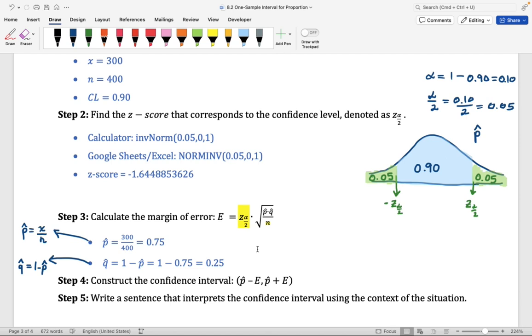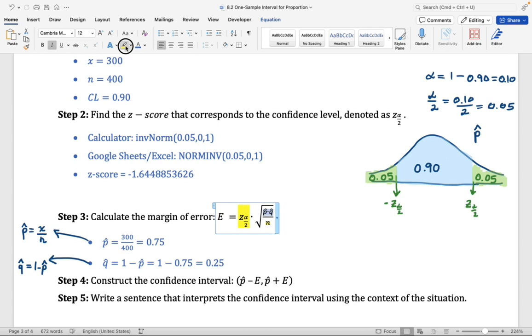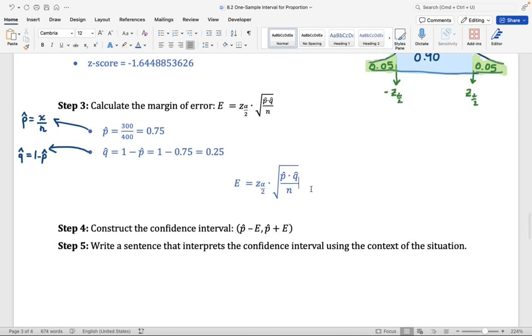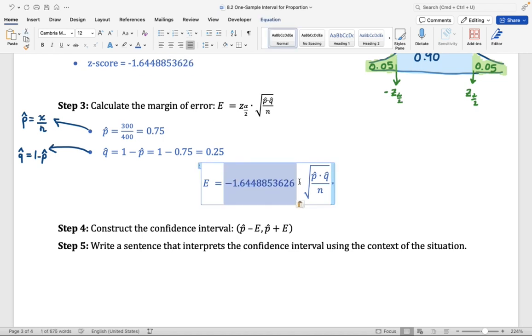Now, if we come back to the margin of error formula, we can see that we have everything we need to calculate the margin of error. Why? Because we have the C-score, we have p-hat, we have q-hat, and we have n. So here we have the margin of error formula. We're going to replace the C-score corresponding to alpha over 2 with the C-score we found in step 2. Here's the value of the C-score.